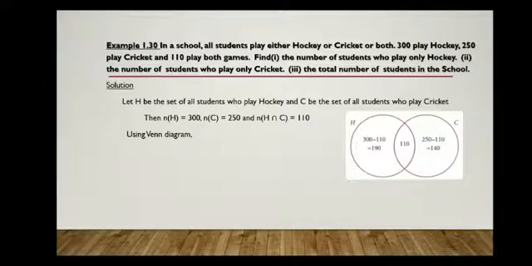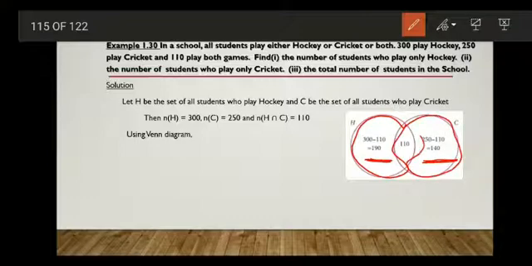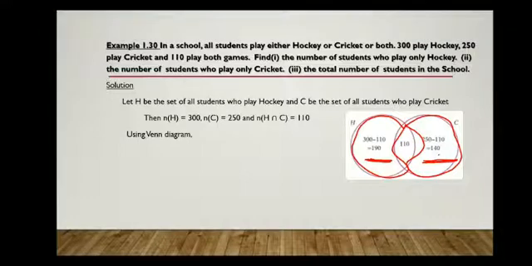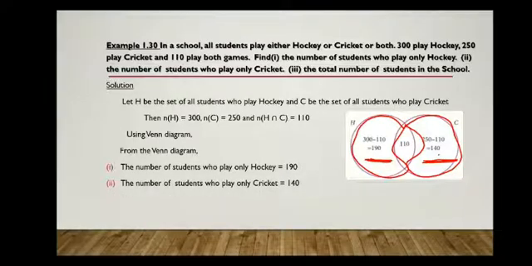We'll be having it like this. Here 300 minus 110 is equal to 190 and 250 minus 110 is 140. Okay. So the number of elements in only H is 190 and the number of elements in only C is 140. So from the Venn diagram, the number of students who play only hockey is 190 and the number who play only cricket is 140.